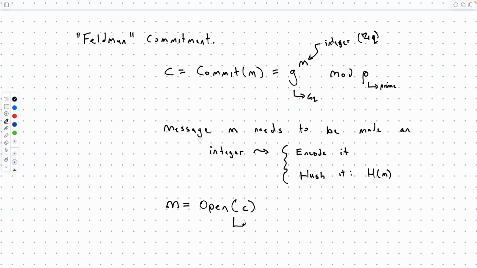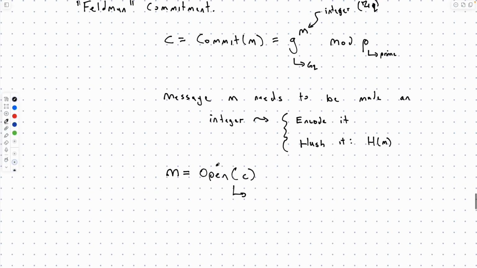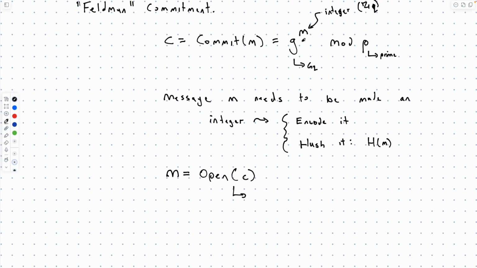Okay. This is less of a function and more of a process. We can't directly open C without solving a discrete logarithm. So basically what's going to happen is you're going to just say, give M and C. So you're just going to say, this is the M I used. They already have C, presumably, but if they don't, here's C. And then the person that's checking it will check whether it's true that C is G to the M mod P.